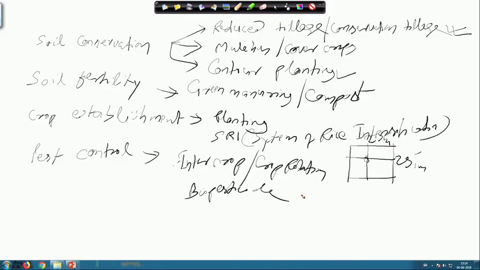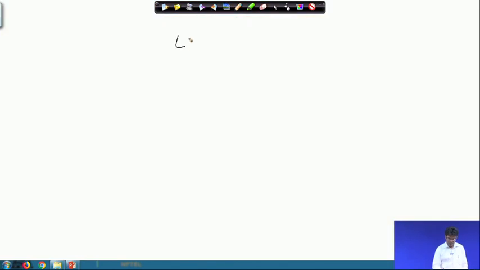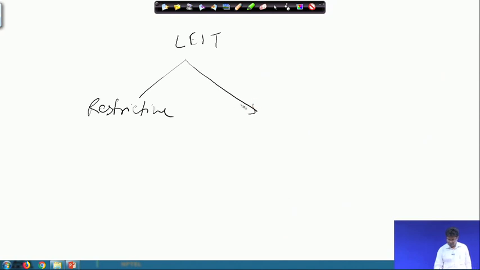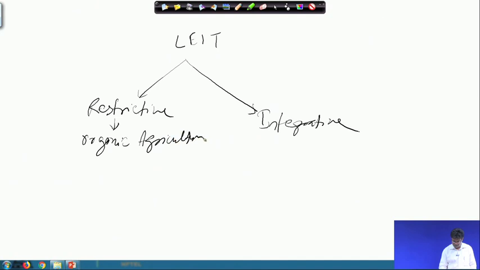As you say, these are the two purposes. One is called LEIT, low external input technology, and it may be either restrictive or integrative. Restrictive means it insulates farmers from the use of any insecticides, chemical pesticides or chemical fertilizers. That is fully organic farming, branded as organic agriculture. In the case of integrative, the farmers usually use some parts of chemical fertilizer, or chemical pesticides are allowed. So, it is known as integrated management.